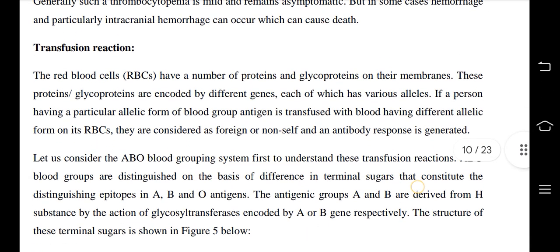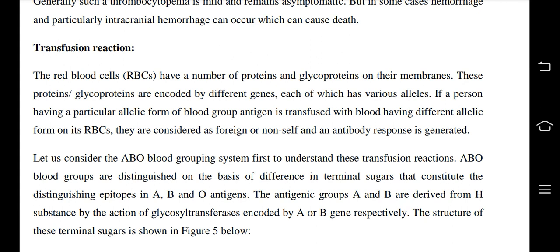Then transfusion reaction. The red blood cells have a number of proteins and glycoproteins on their membranes. These proteins or glycoproteins are encoded by different genes, each of which has various alleles. If a person having a particular allelic form of a blood group antigen is transfused with blood having a different allelic form on its RBCs, they are considered foreign or non-self and an antibody response is generated.